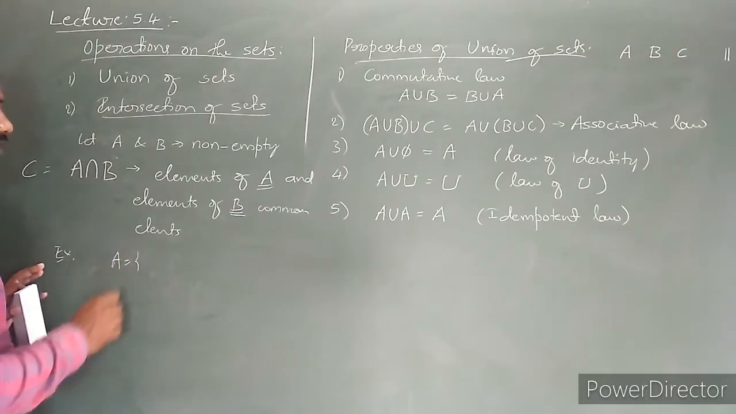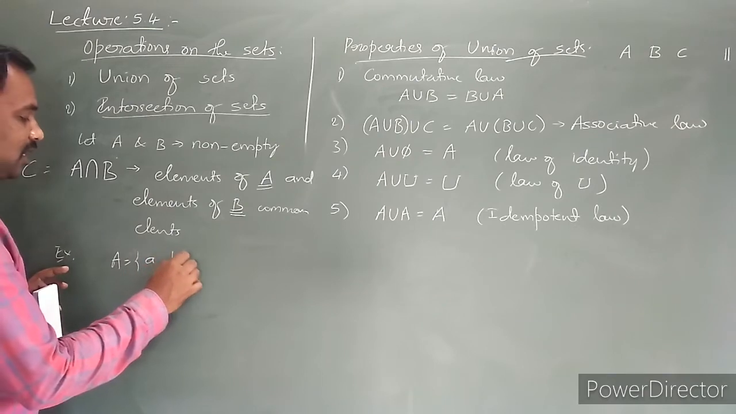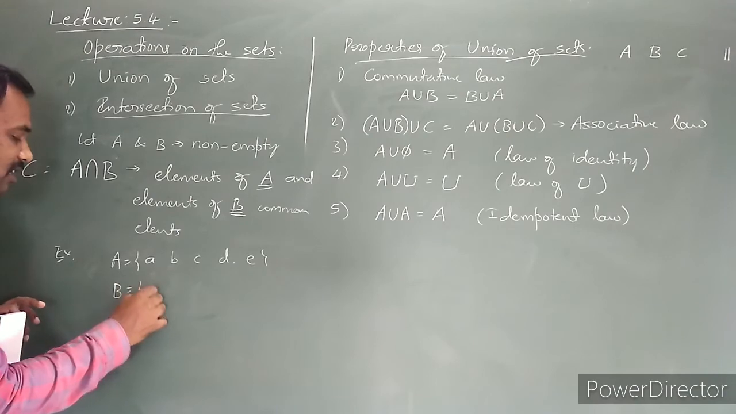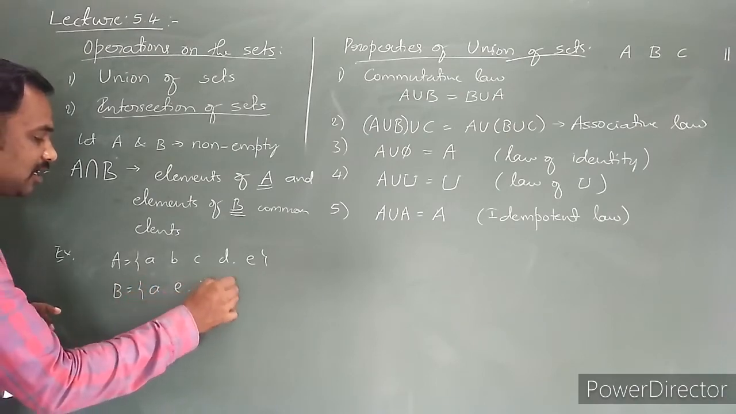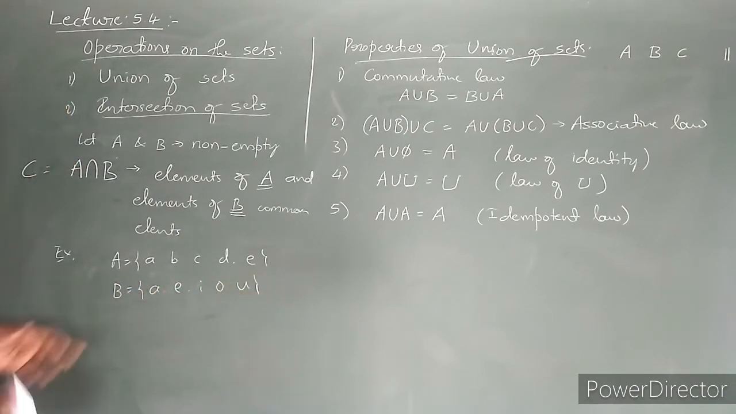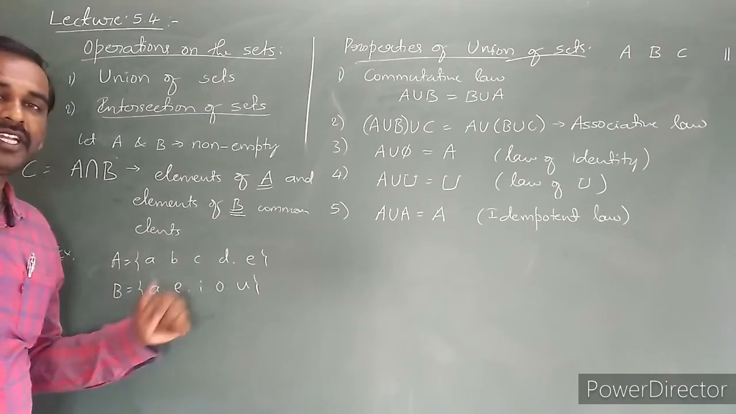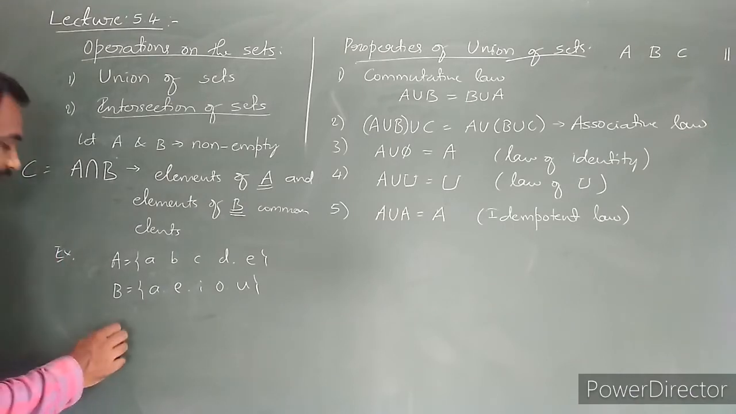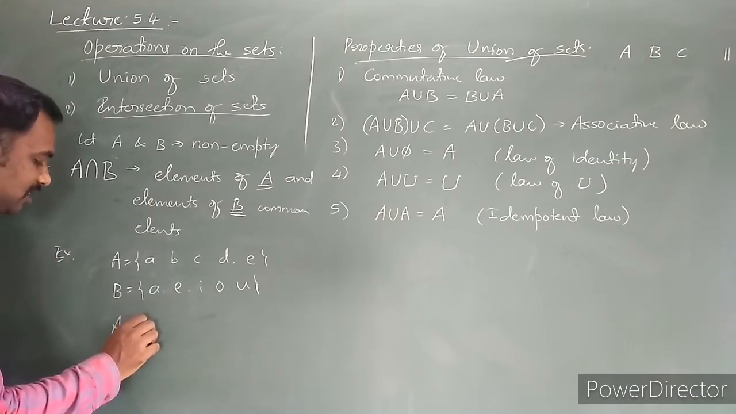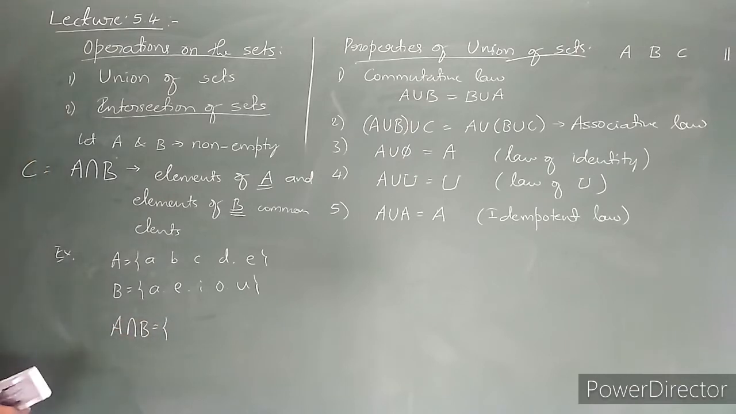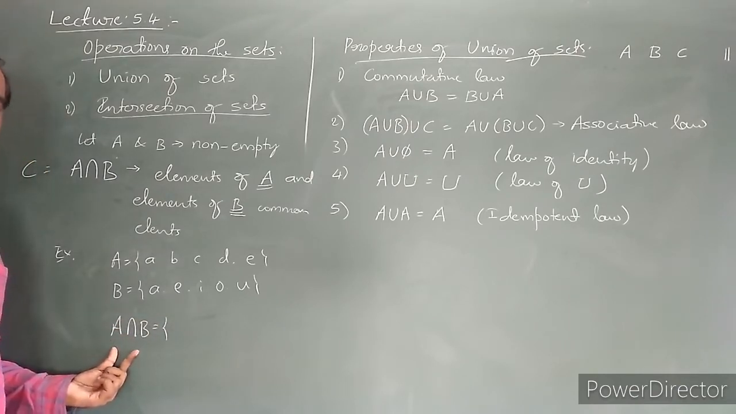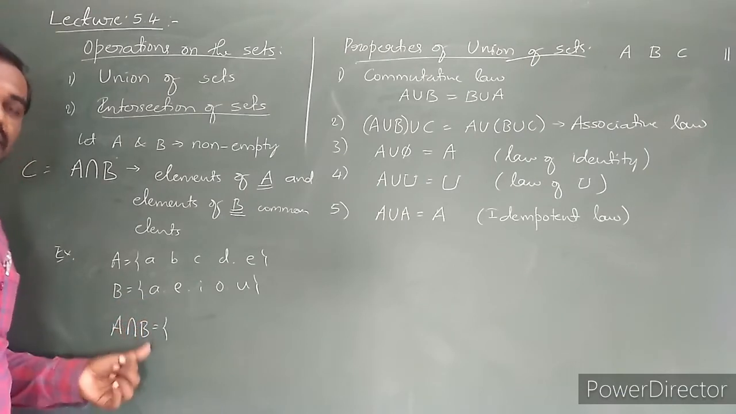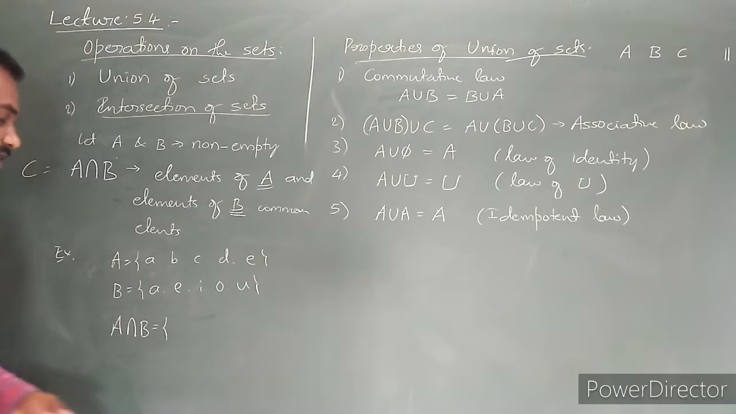suppose the set A is equal to {a, b, c, d, e, z}, and the set B contains {a, e, i, o, u}. The first set contains the first 5 letters of the English alphabet, and the second set contains the vowels of the English alphabet. Now I would like to write A intersection B. What is A intersection B? This is a set consisting of the common elements of the set A and the set B.